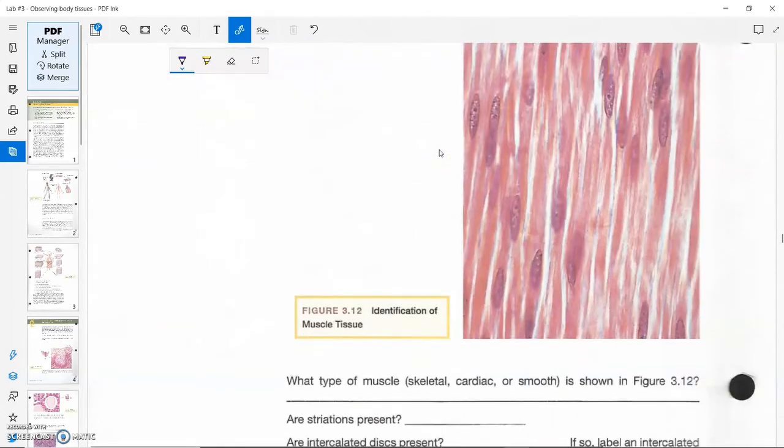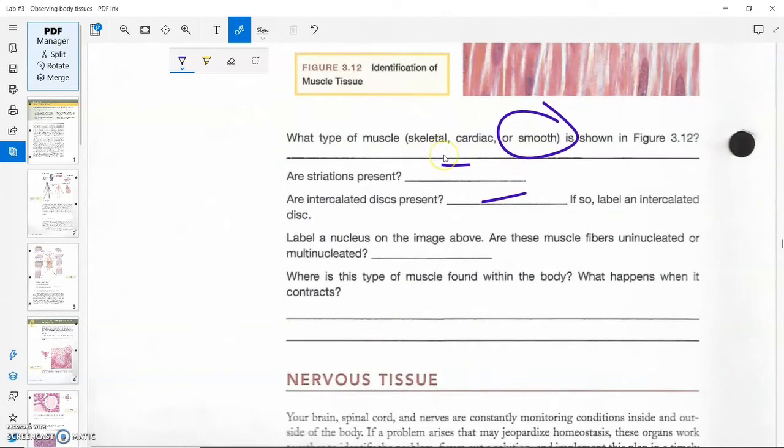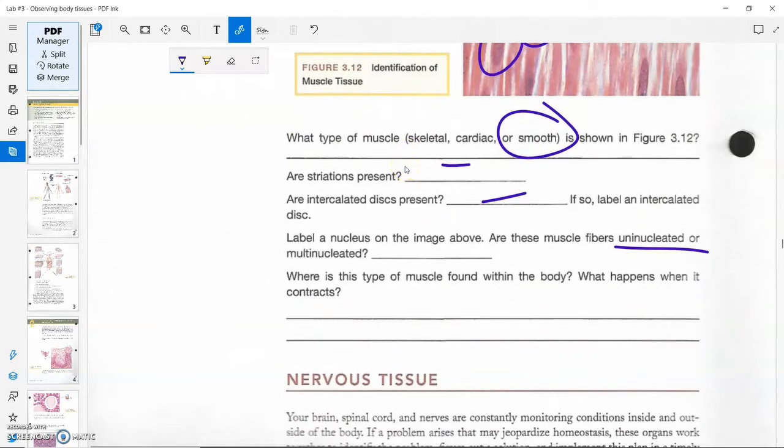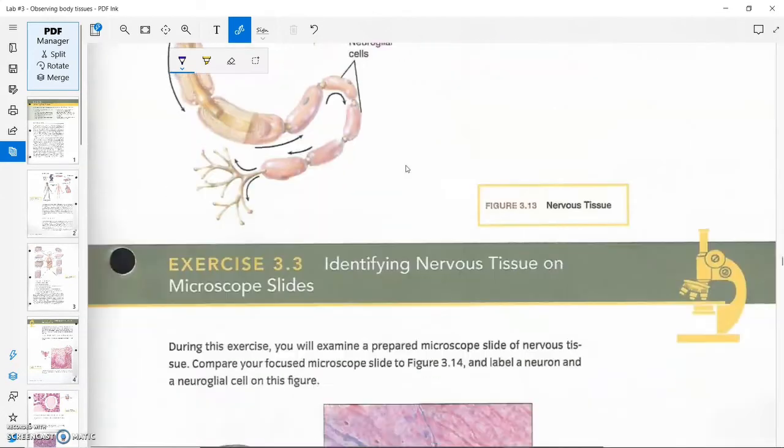And this is a smooth muscle. Okay, no striations, no intercalated discs. These are nuclei, they're uninucleated, and when it contracts, the various hollow organs like blood vessels become narrower or bigger, whatever. Basically, it allows for propulsion of liquids.